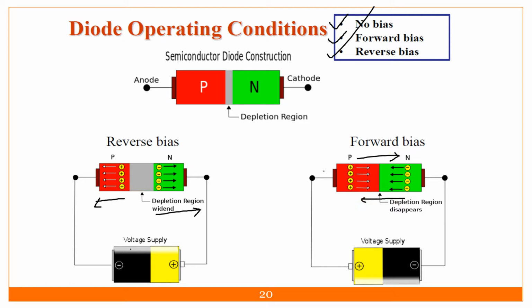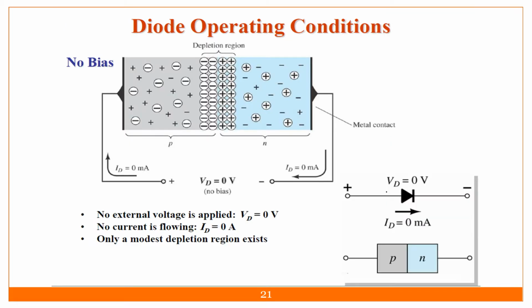Here, if I am applying positive, it will get repelled, and again repelled. So what will happen? They will go to this side, so the depletion region will break down and disappear.